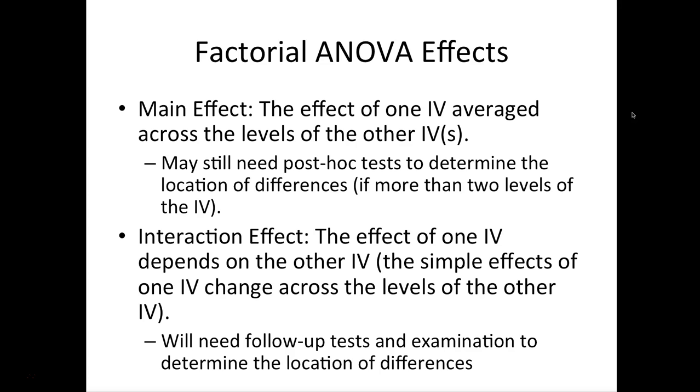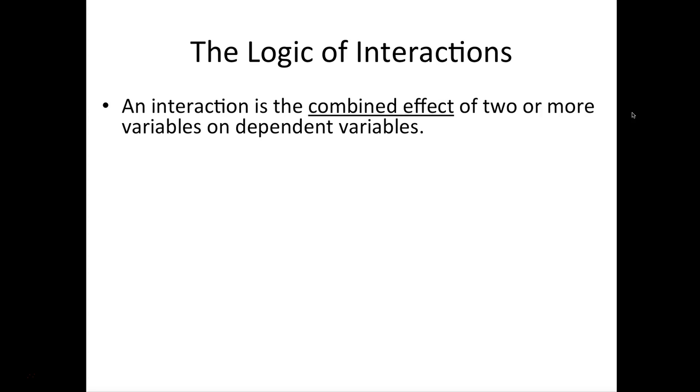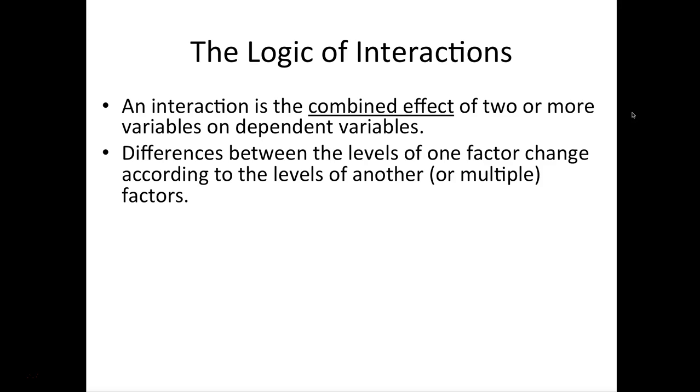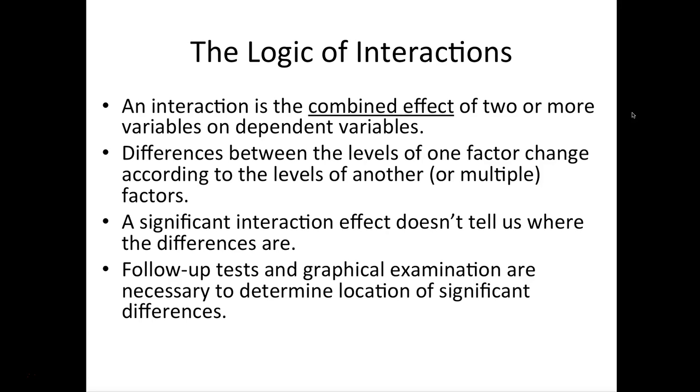So when we have an interaction effect, we'll often need to do follow-up tests and examinations to determine the location of the differences or the pattern of the differences that we see. So an interaction is the combined effect of 2 or more variables on the dependent variable. In other words, differences between the levels of one factor change according to the levels of another or multiple factors. And so a significant interaction doesn't tell us where the differences are. We would have to do follow-up tests and graphical examination to determine the location of significant differences.